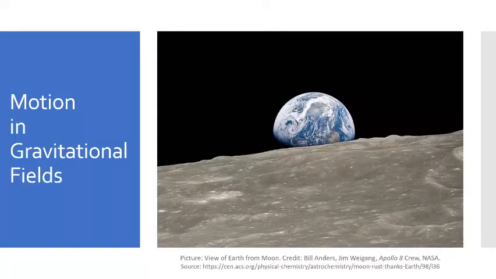We're looking at motion in gravitational fields, and isn't this an amazing photo? This is the view of Earth from Moon. It's available on the NASA website, and it just shows how delicate and amazing Earth really is with its thin atmosphere, and you can see the swirls of the clouds with the weather systems and so on.